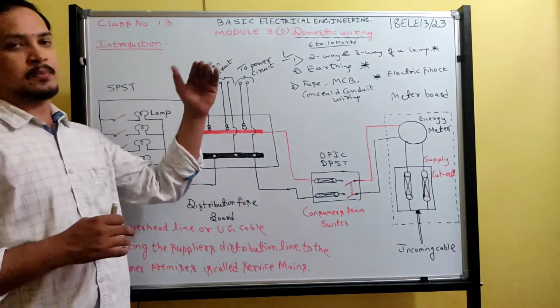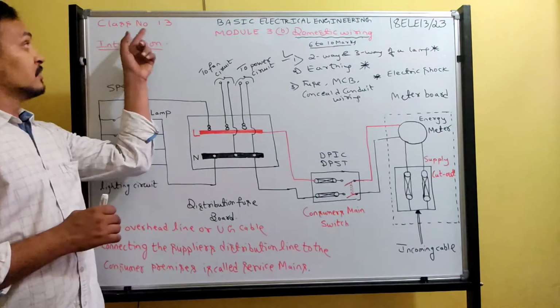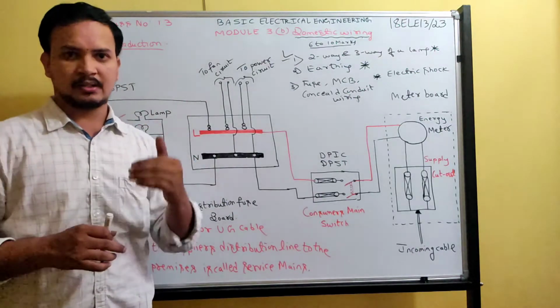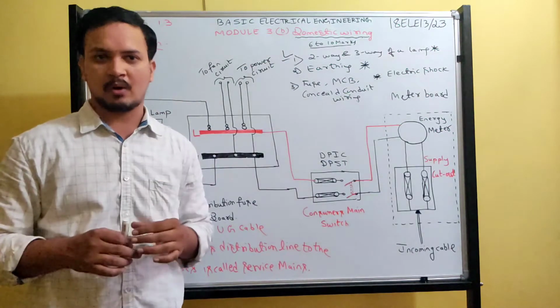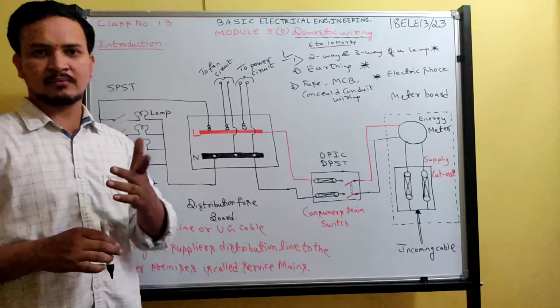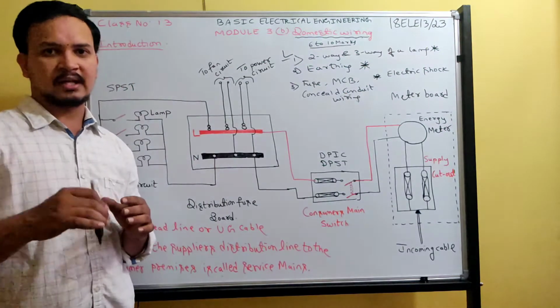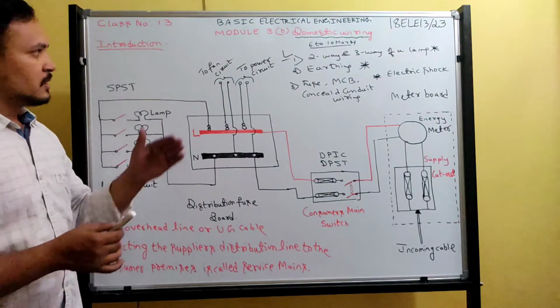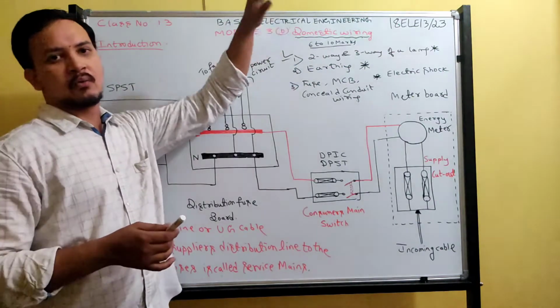Module 3 first part ended with class number 12 part 4. That is the last type of problems. I have done problems for efficiency. So watch those lectures, and after that the second part is domestic wiring.